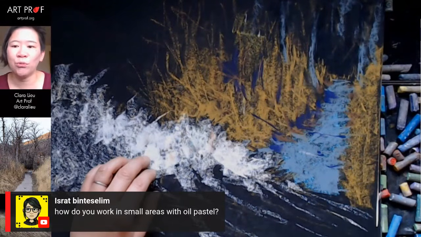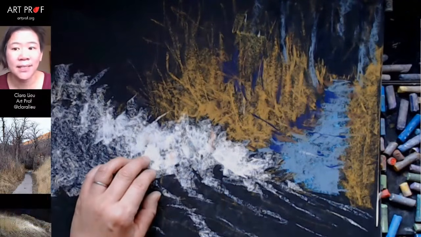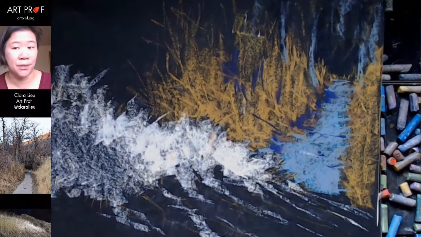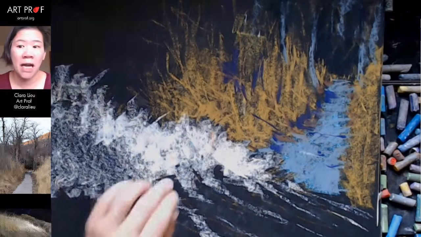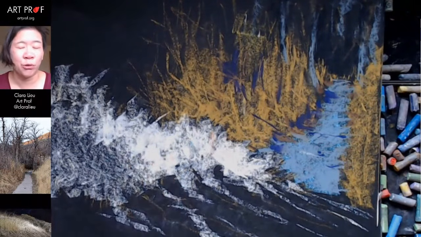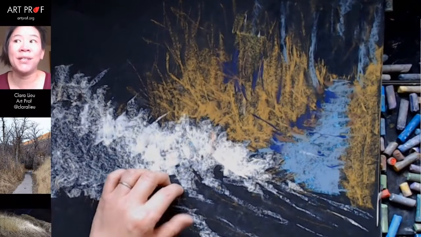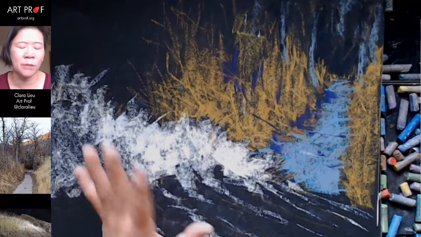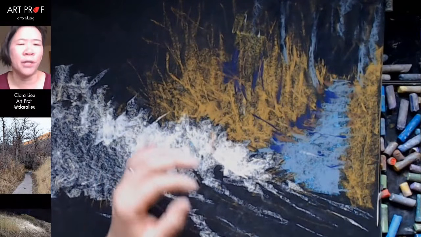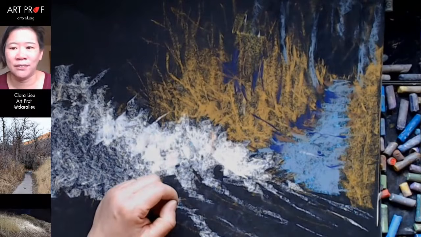Isrot says, how do you work in small areas with oil pastel? Well, one thing you can do to help that is if you draw bigger, that will make it easier for you to do details. But honestly, I'm not big into details. It depends. If it's really important to you to do details, I would just say don't work with oil pastels. You probably would be better off with colored pencil or something that really has the capacity to do that, because oil pastel to me is so painterly, it's so blunt, it's just not great for doing little details.